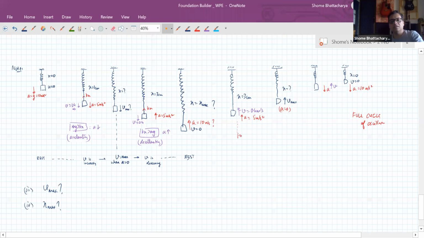So again here kx is dominating over mg. It has an acceleration upwards, but this time it has a speed also upwards. So it's accelerating upwards. Then at this point where a is 0, v is maximum, but it's upwards. Then it reaches a position here where kx is less than mg. So it has an acceleration downwards. So it's on its way up, it's decelerating. And it comes to rest over here.